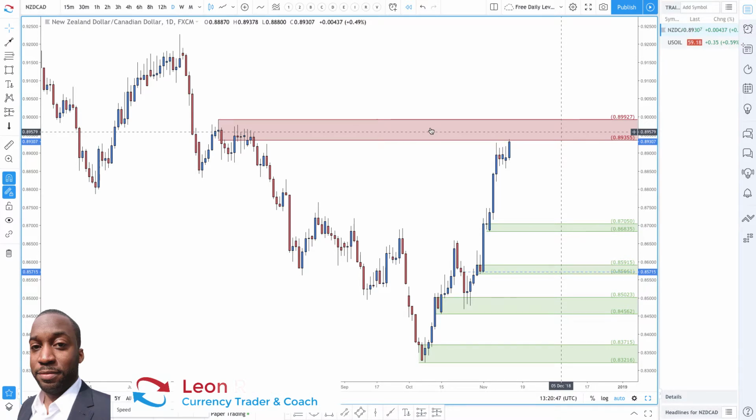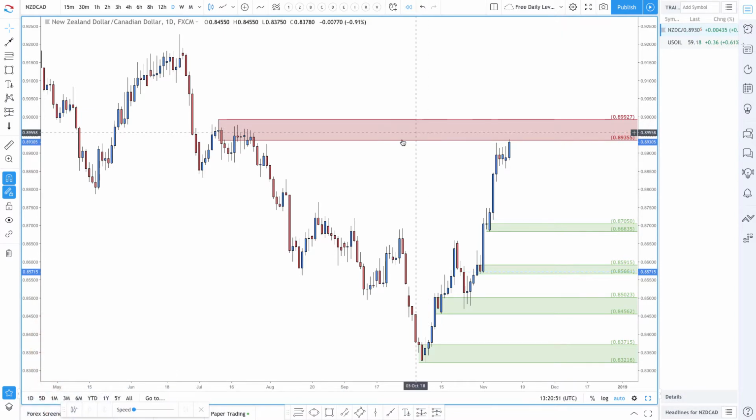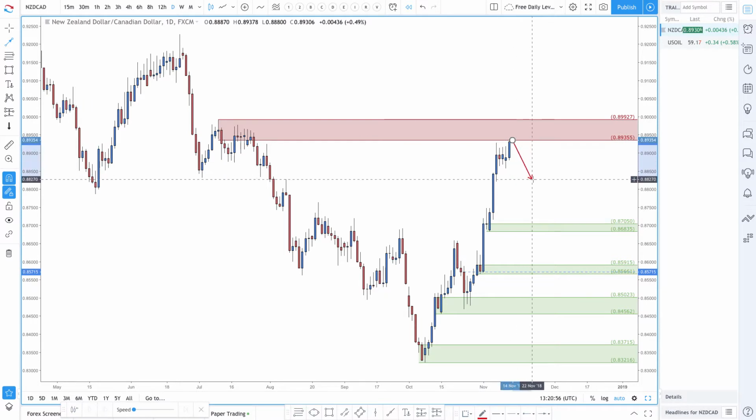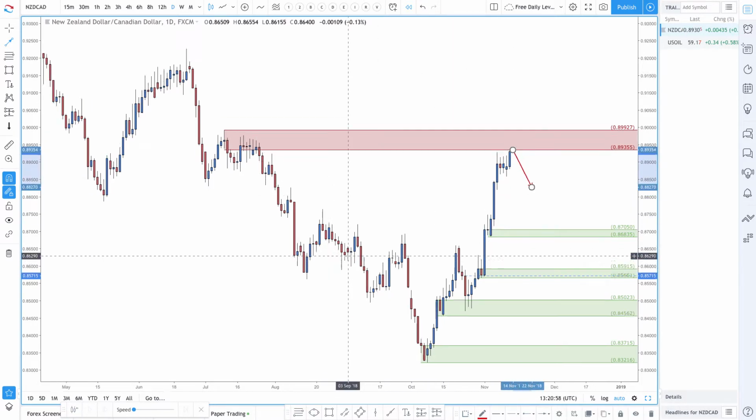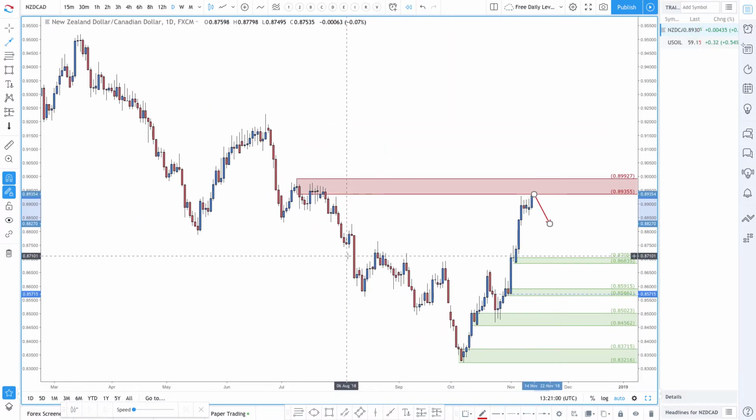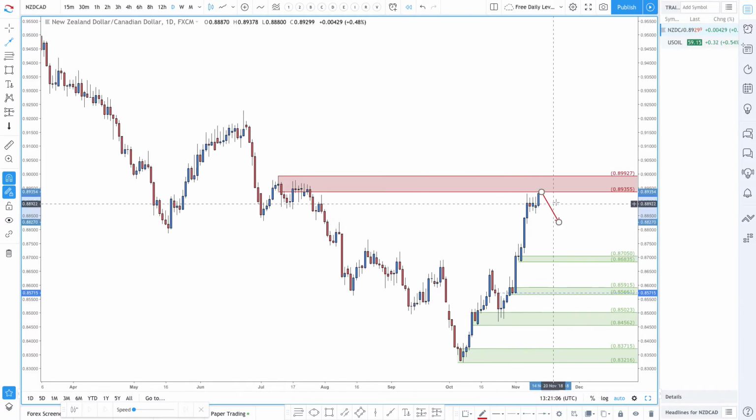Zealand Canadian dollar trade setup, right? So potentially we've got a short opportunity occurring right now, and I just wanted to go through some of my thoughts and some of my approaches and what I think about when I'm looking to take this level, and why we should look to potentially take this level.